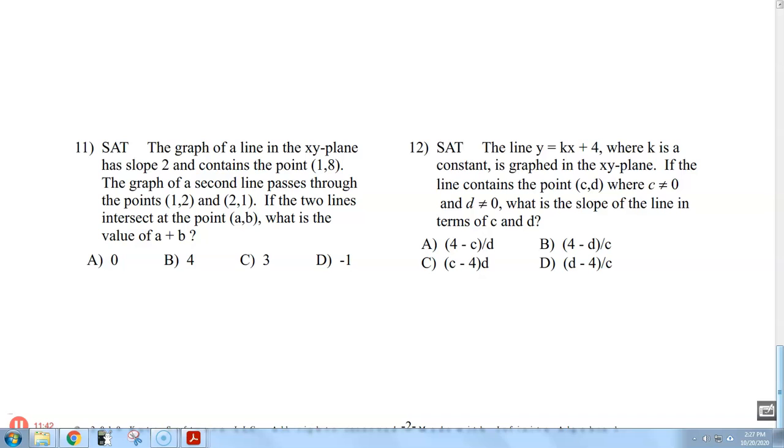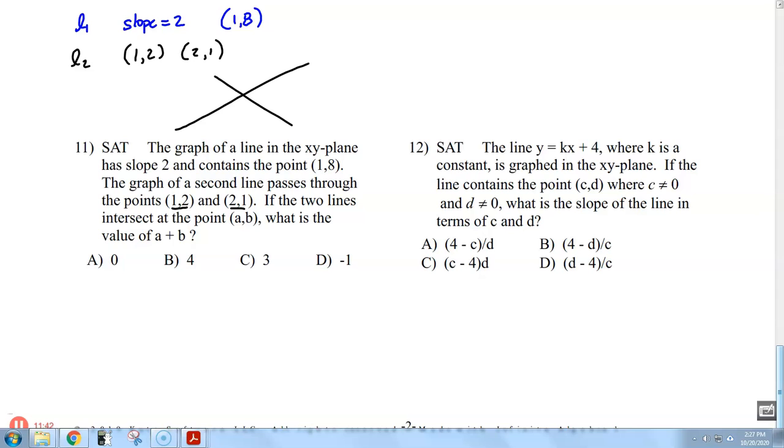So basically, you have two lines. Let's just kind of look at it like this. Line number 1 has a slope of 2, and it goes through (1, 8). And line number 2, I could calculate this slope, but when I'm graphing, it's just as good to have 2 points, (1, 2) and (2, 1). And then those two lines are going to cross somewhere. And that spot where they cross is going to have an ordered pair. They're calling it A and B, but it's going to be two numbers. And the answer is going to be whatever those two numbers added together.